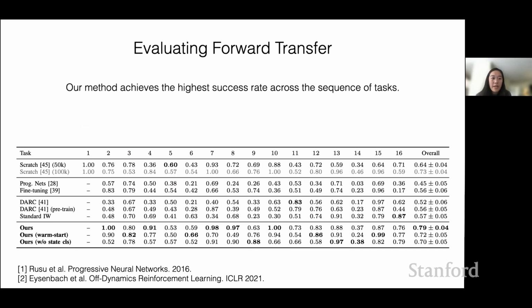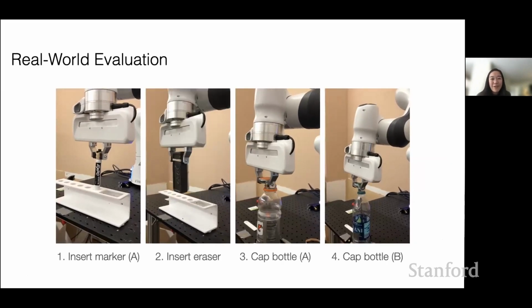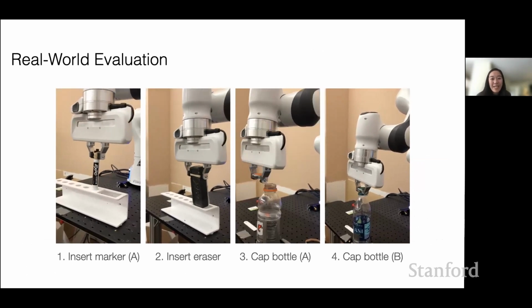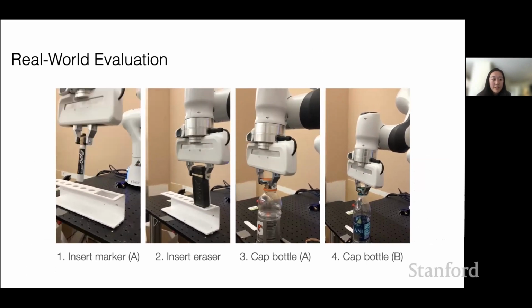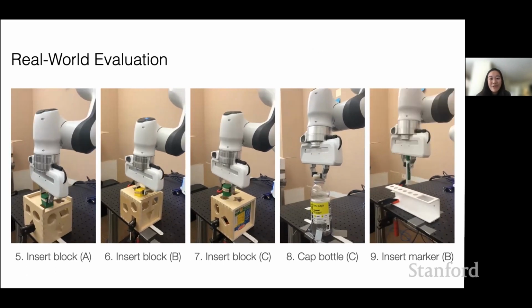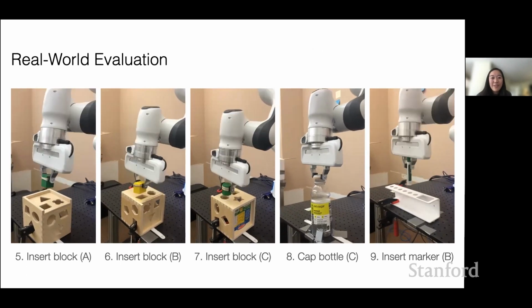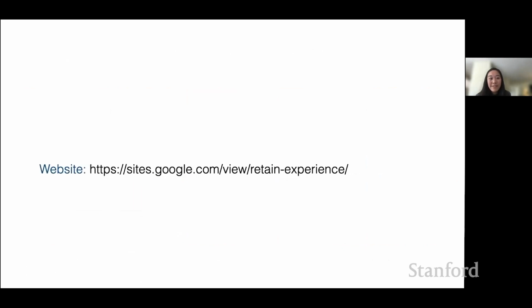And overall, our method achieves the highest success rate across 3 different task sequences. And it even does better than if we were to learn each task from scratch. And then finally, we evaluated our algorithm on a Franka robot on a sequence of tasks that includes setups like bottle capping and block insertion. To summarize, our method gets within 0.7 of the goal, which is less than half compared to learning from scratch. Yeah, that's it.